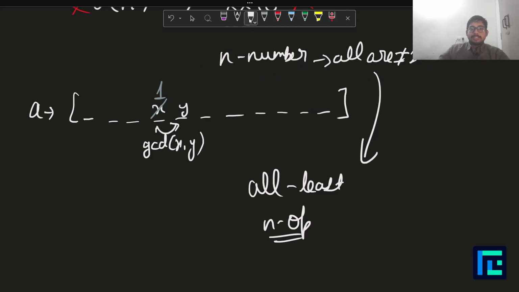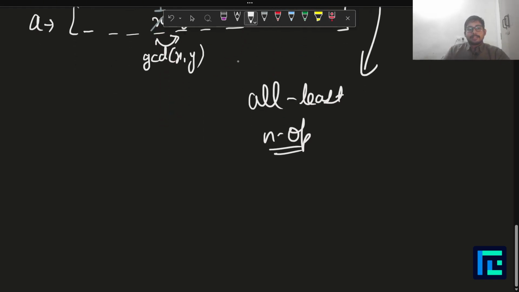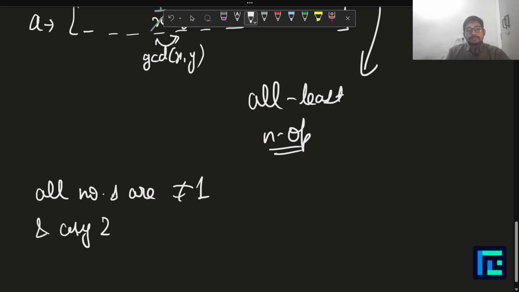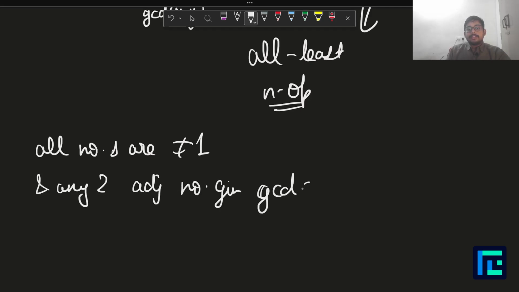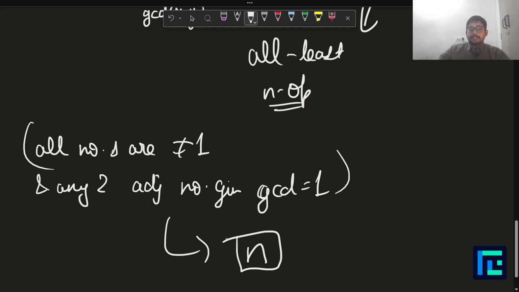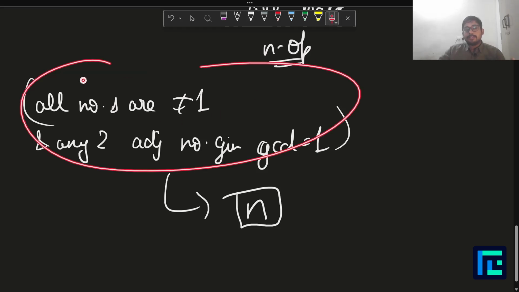So for the case where all numbers are not equal to 1 and any two adjacent numbers give a GCD equal to 1, we can say our answer would be n, definitely. Now, apart from this, what other cases do we need to handle?